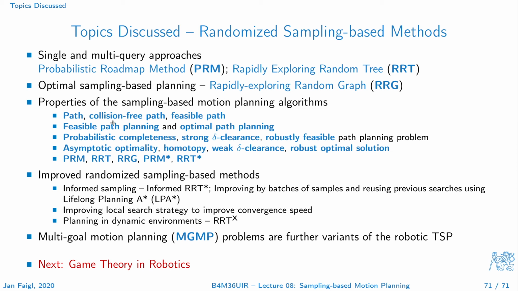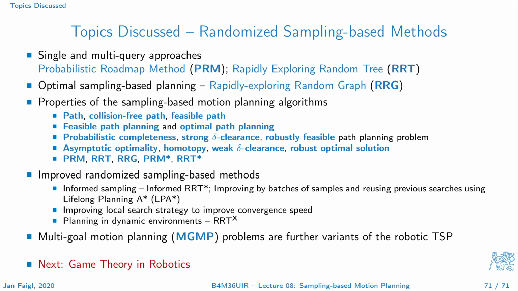That is, what a path is, what a collision-free path is, what a feasible path is, what an admissible path is, what feasible path planning and optimal path planning are, what probabilistic completeness is, and how it is related to strong delta clearance and the robustly feasible path planning problem. Regarding optimality, in a randomized sampling-based method we are speaking about asymptotic optimality, which is related to weak delta clearance and homotopy, and robust optimal solution. There are these extensions of the p4m and RRT. This is RRG, p4m star, RRT star.